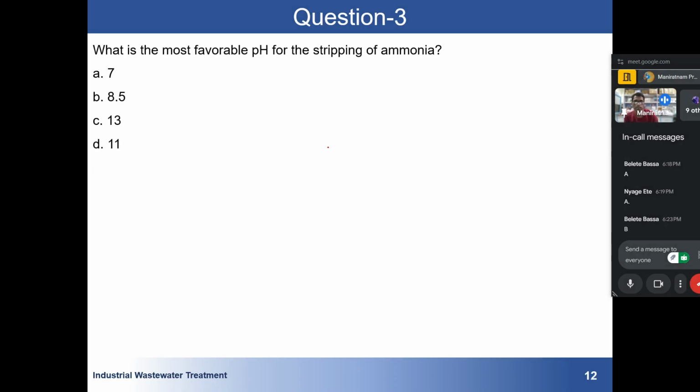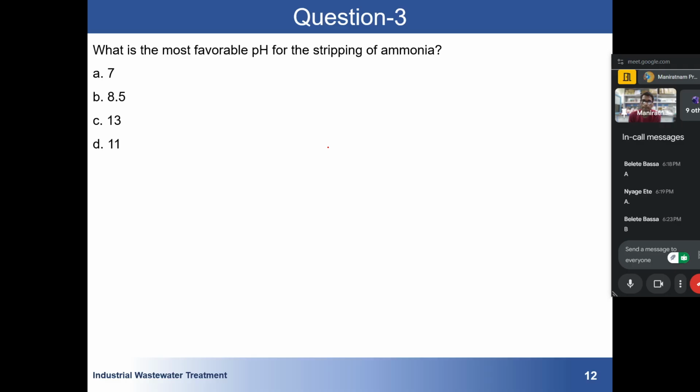This is question number 3. This thing which I have discussed, miss, I have told you a few minutes ago. What is the most favorable pH for the stripping of the ammonia? If you are listening to me, I have told you the answer of this question. I have told you what is the pK value of ammonia.